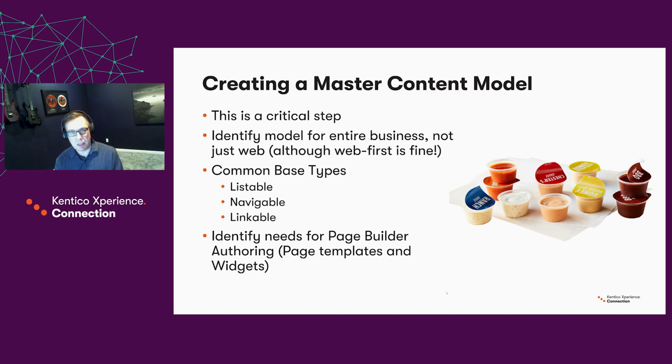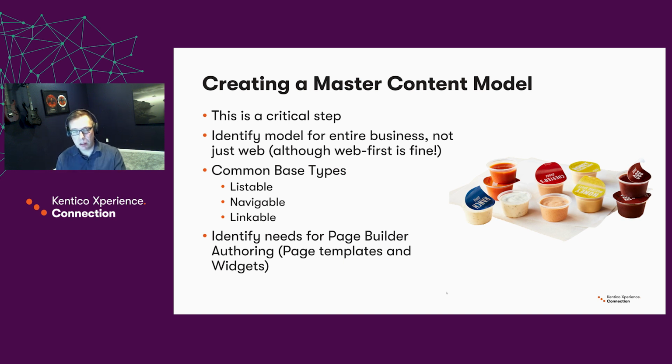Listable is something that would be listed, strangely enough. So listable has a title, subtitle, description, thumbnail image, that kind of thing. Those are basic common fields. Navigable takes it to the next step. Navigable is something you can go to. So it's a page, basically. A page is going to have more than listable.